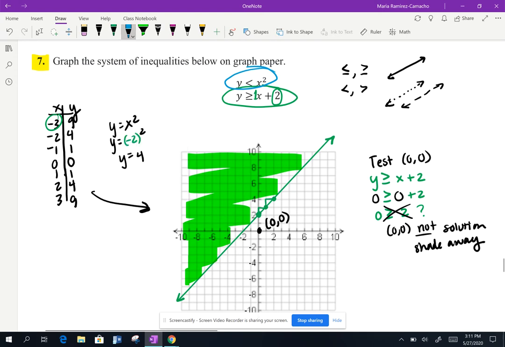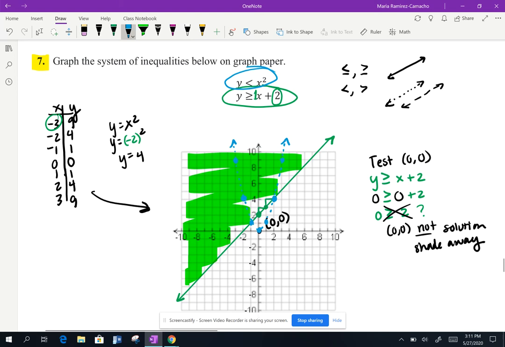graph. Let's see, -3, 9 is here. -2, 4 is here. -1, 1 is here. 0, 0. 1, 1, 2, 4, 3, 9. And we're going to draw a dotted or dashed if you want curve.